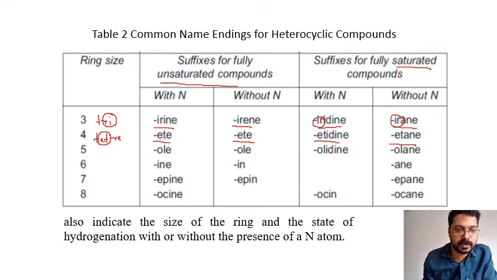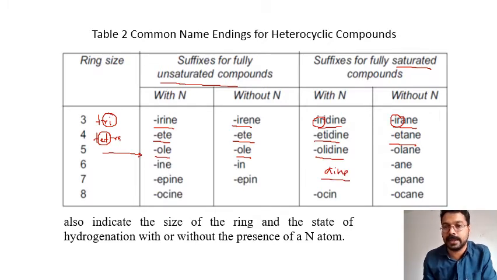And for 5, the name ending will be always OLE. For 5 membered, the name ending is ole, like pyrrole, triazole, oxadiazole, etc. Without nitrogen also ole. And for saturated, it is olidine. You can always find that in every case it is dine, and here, without nitrogen, it is olane. Always you can find that ane is being repeated in this case.